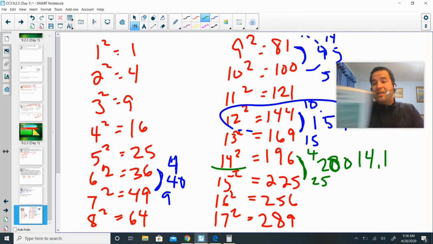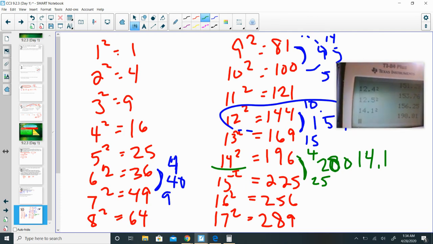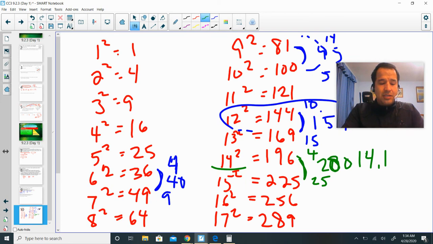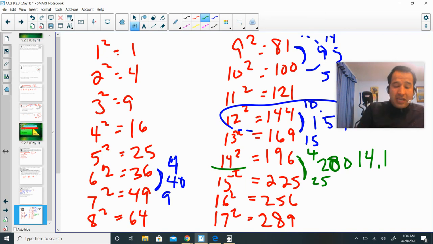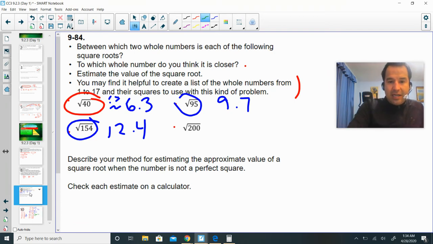14 and 1/10 squared gives me 198 and 81 hundredths. Let's see what 14 and 2/10 would have given me. 201.64. Which one's closer? 14 and 1/10 is actually a little bit closer. So if you guessed 14 and 1/10, you are correct. Okay, so guys, that's kind of the process.